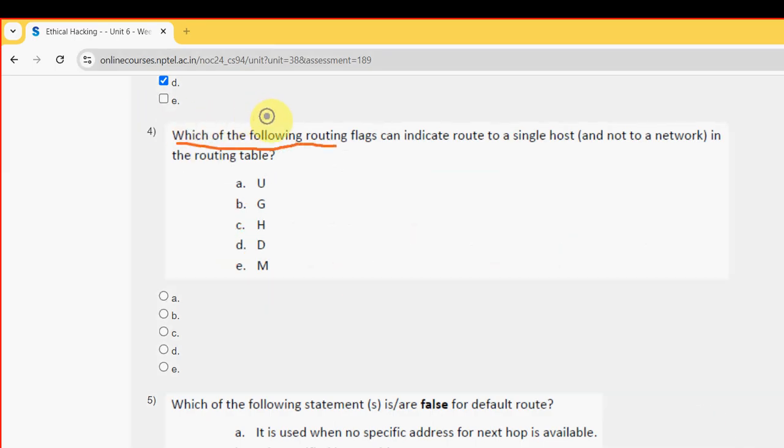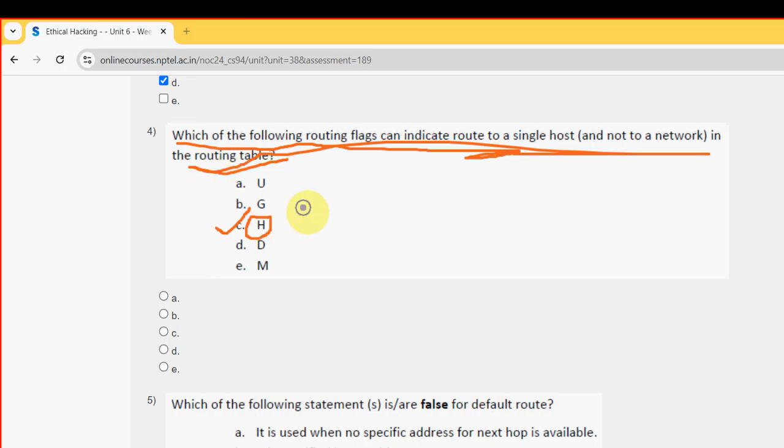Which of the following routing flags can indicate route to a single host and not to a network in the routing table? So for fourth question, I have got the answer as option C, guys. That is H flag. So mark option C.